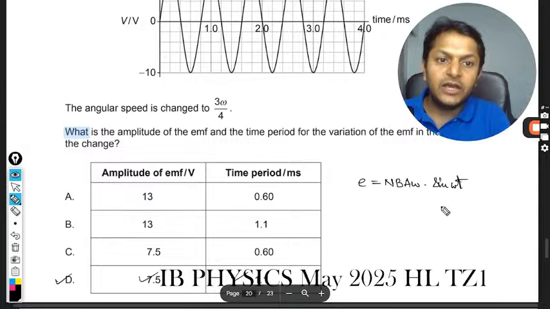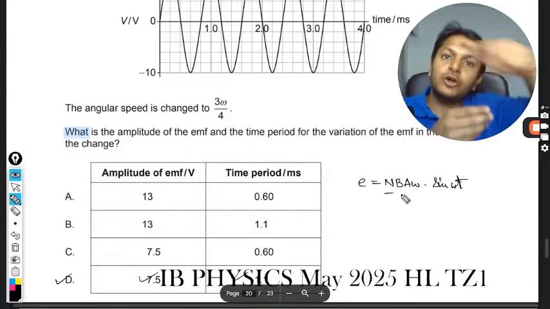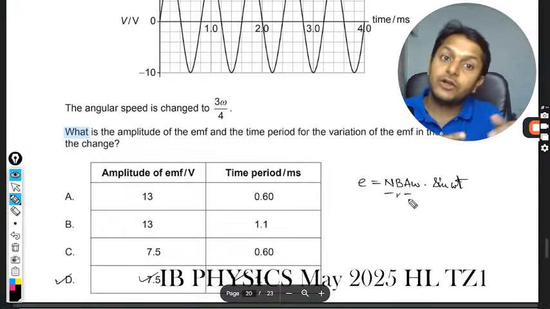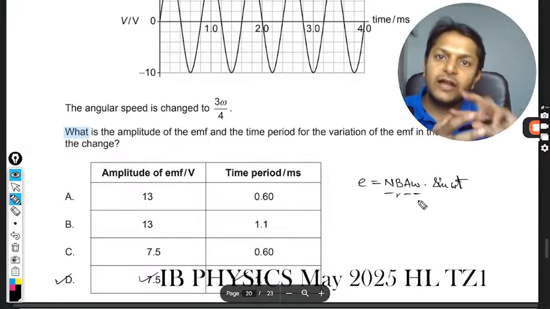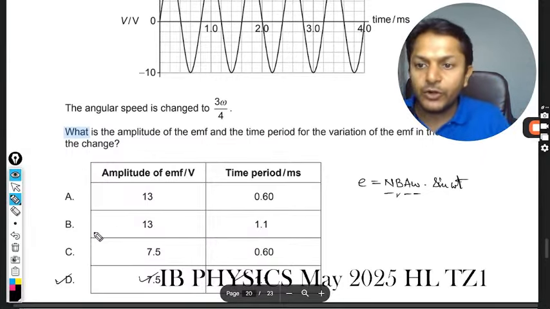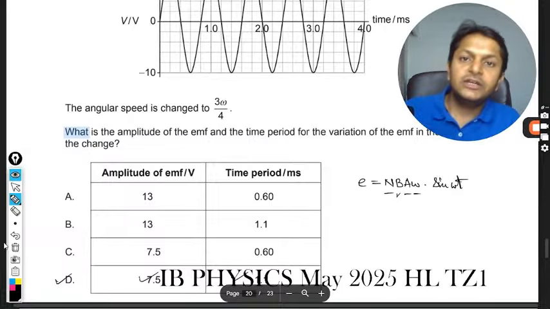E is equal to NBA omega sine omega t, where N is the number of coils, B is the magnetic field intensity, A is the area of the coil, and omega is the angular velocity with which the coil is rotating. So this is the formula we are going to use. This is a very important topic.